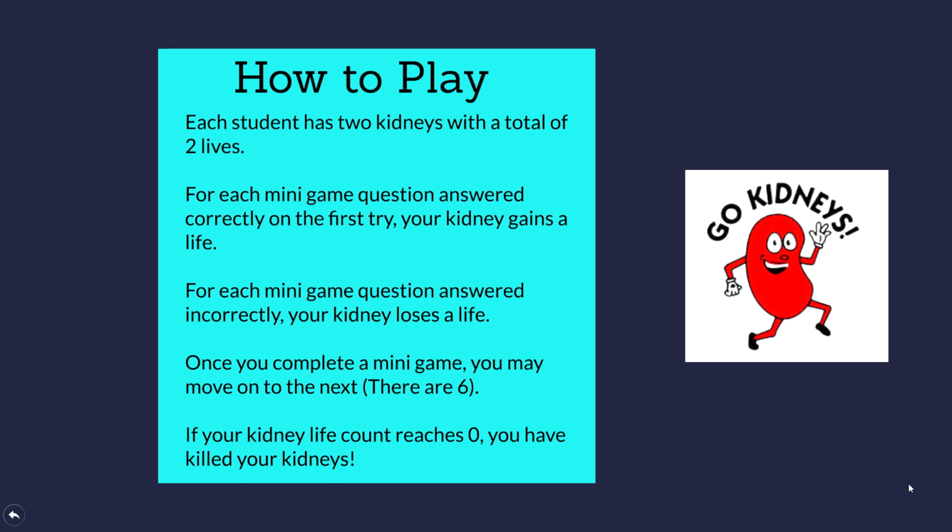How to play. Each student has 2 kidneys with a total of 2 lives. Makes sense, right? You have 2 kidneys, they each have 1 life each. For each minigame question answered correctly on the first try, your kidney gains a life. However, for each minigame question answered incorrectly, your kidney loses a life. Once you complete a minigame, you may move on to the next.